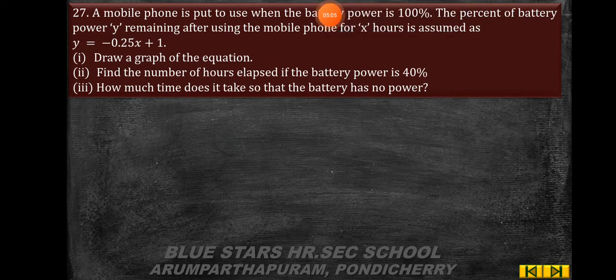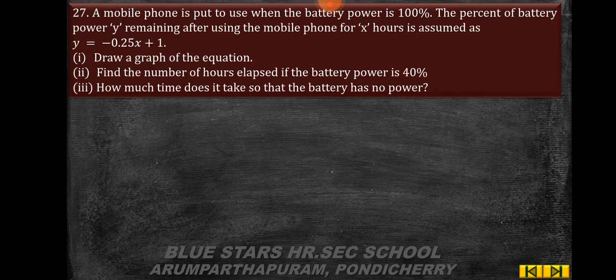This is example 5.27, but mistakenly they gave the number as 27. So this is example 5.27. A mobile phone is put to use when the battery power is 100%.